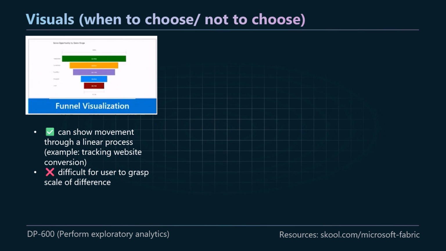So when you've got linear processes and you're trying to visualize some sort of movement through that process, funnel visualizations are really useful. Now, if I was to be picky, I think you could argue that it is difficult for some users to grasp the scale of the difference between each of the levels in this funnel. But again, that's probably not something for the exam, that's just personal preference.